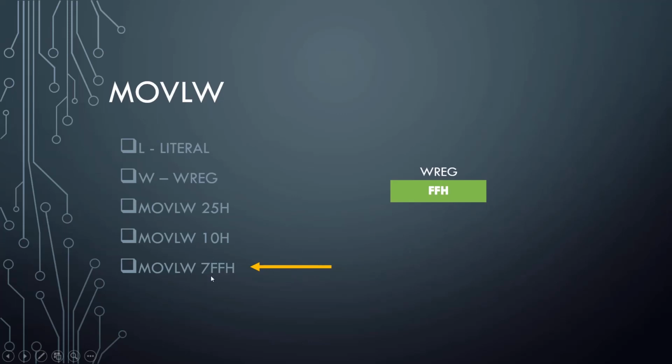The higher bit, that is 7, is removed. So if the number was 563H, the value stored in WREG would be only 63H. The higher bit, that is 5, will be truncated.